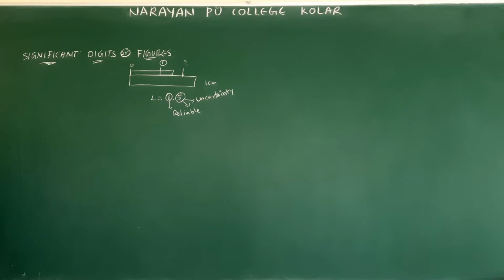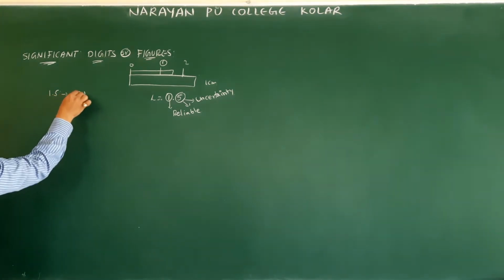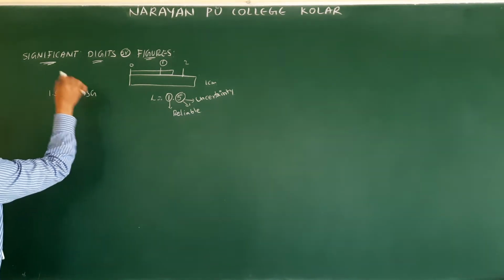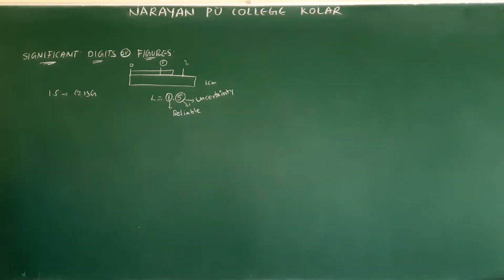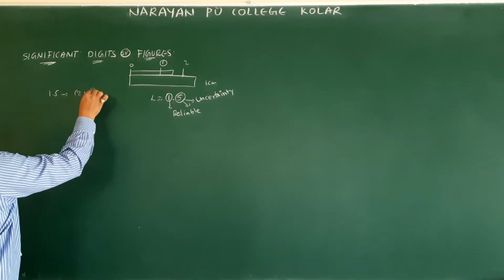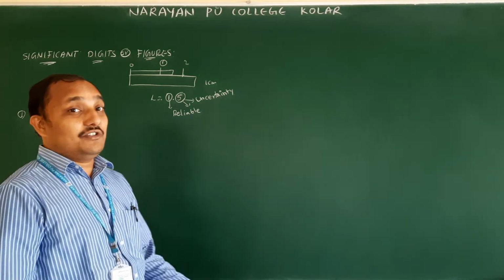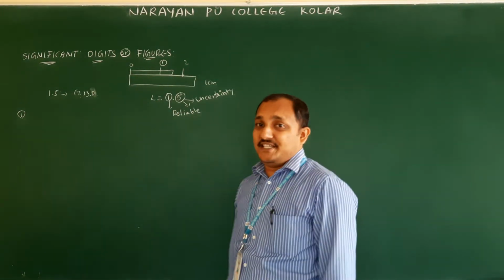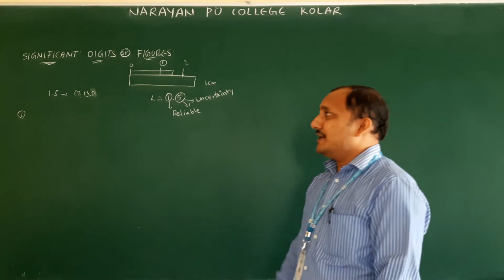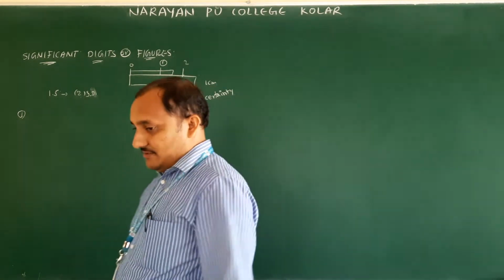Now, what are the rules to say significant digits? In that number, 1.5 if you have taken, how many significant digits are there in this? 1, 2. So 2 significant digits, or significant figures. So what are the rules? Rule number 1: you have to write carefully all the non-zero digits, wherever the decimal place is there, all will be coming under significant digits.